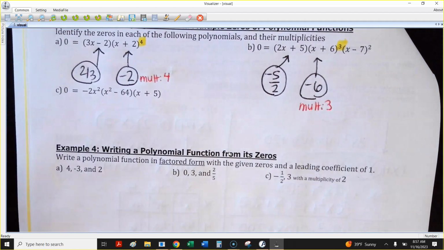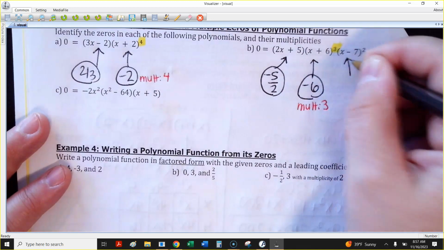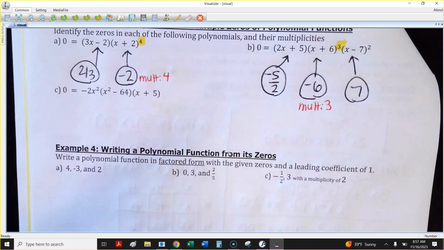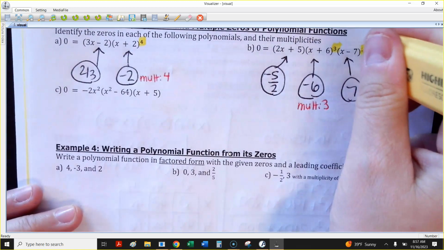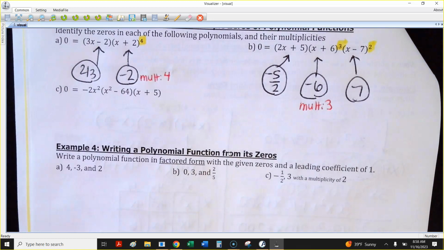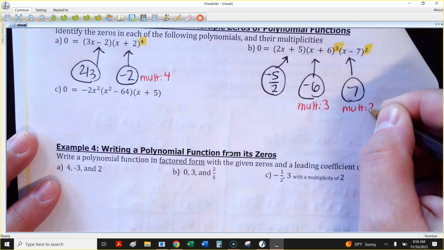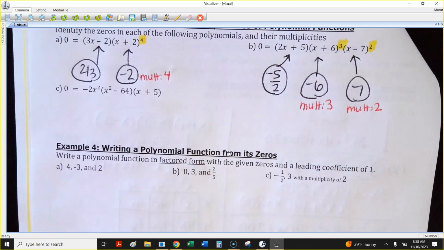All right, what would you plug into x minus 7? 7, done. And that one also, if it has an exponent, then it has a multiplicity. So that one would count twice. So this has a multiplicity of 2. And the multiplicity just matches the little exponent. You don't have to do anything crazy.